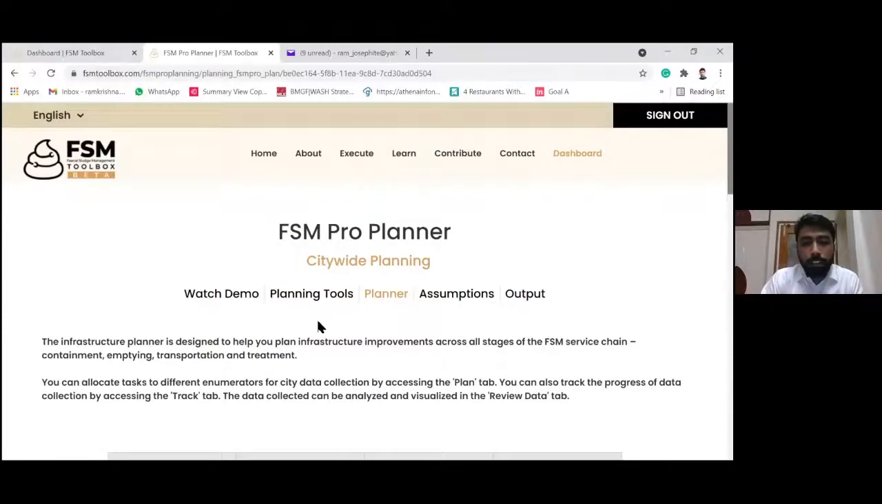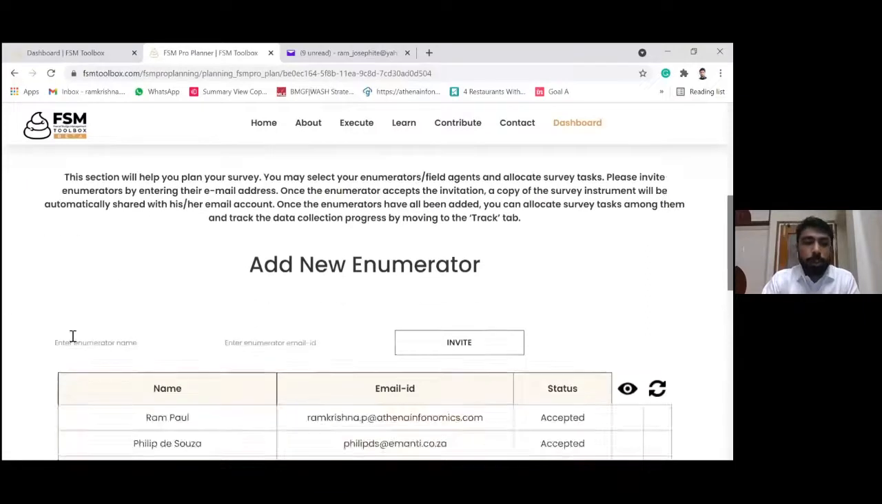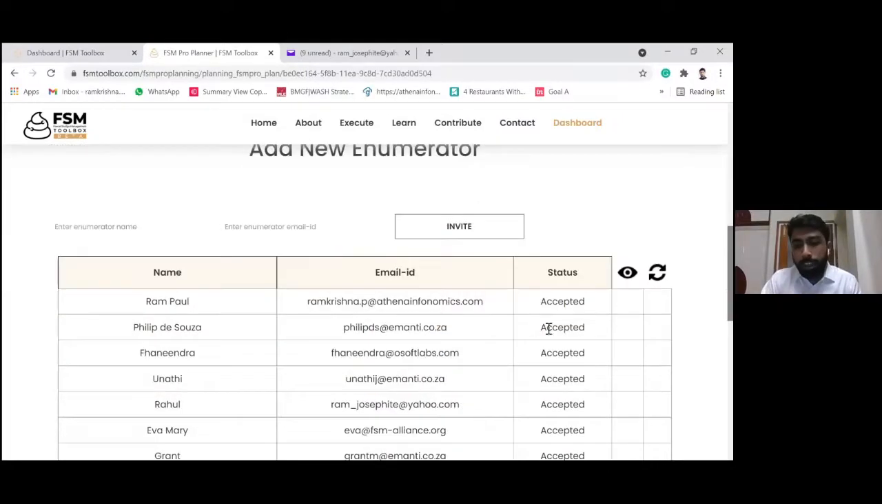And then once you enter the planning tools, the planner asks you for the enumerator selection. You can enter the name of the enumerator that you want to engage for this particular study, and you enter their email ID. The moment you enter their email ID and click on invite, that enumerator will get a link saying that this particular user using FSM Toolbox has invited you to collect data from the field. Are you interested? Yes or no. Once they click on yes, the status will be shown as accepted over here. So these are all pre-filled enumerators, and you can enter as many enumerators as you want to.